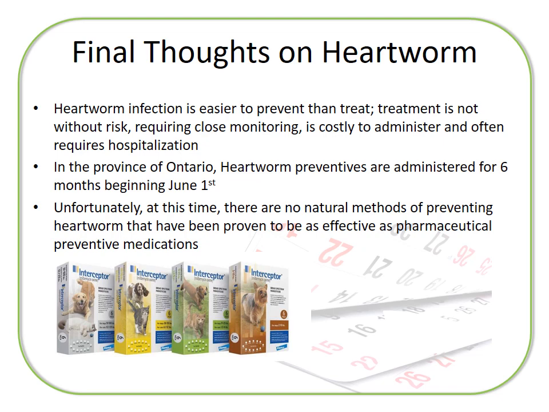Heartworm infection is easier to prevent than to treat. Treatment is not without risk, requiring close monitoring, is costly to administer, and often requires hospitalization. In the province of Ontario, heartworm preventatives are administered for 6 months beginning June 1st. Unfortunately, at this time, there are no natural methods of preventing heartworm that have been proven to be as effective as pharmaceutical preventative medications.